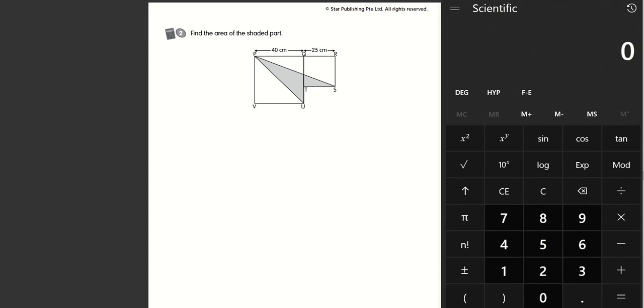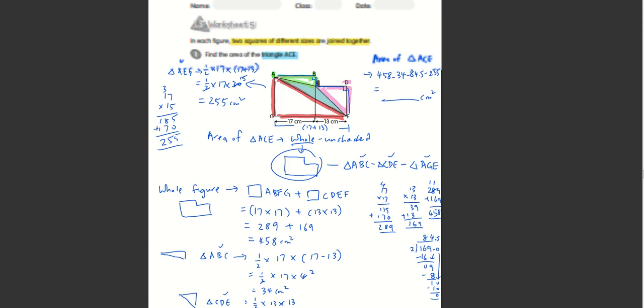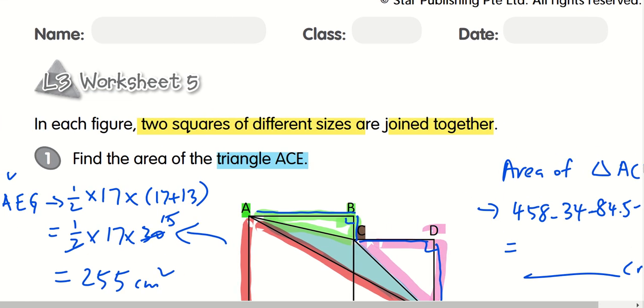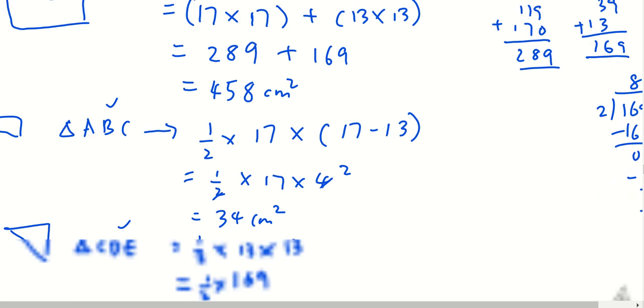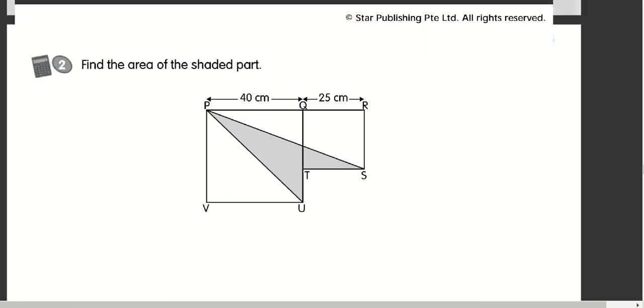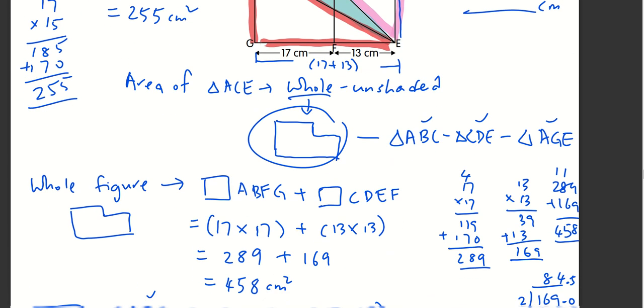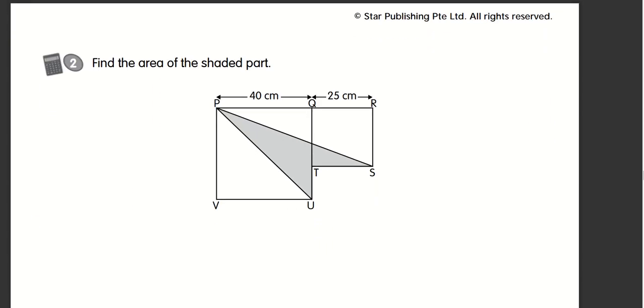Earlier on we said that for this question we must refer to the previous one on page 133. This statement says that in each figure two squares of different sizes are joined together. This sentence also applies to solving this question here, finding the area of the shaded part. Very similar to the previous question. We have two squares and some shaded part, so if you have looked at the previous question, maybe you have an idea now.